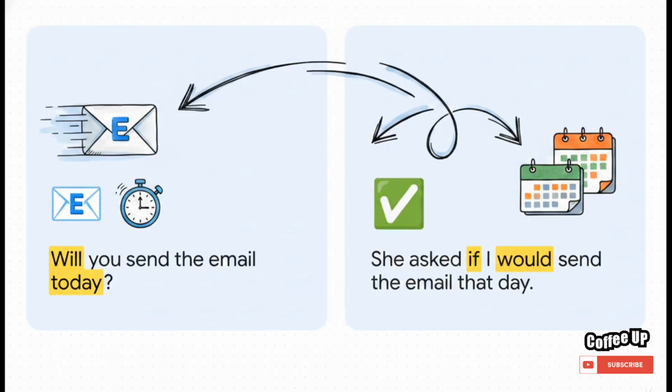Let's check the solution for that meeting action item. She asked if I would send the email that day. Did you catch all the shifts? Because it was a yes or no question, we absolutely had to introduce the clause using if. Then the modal verb will stepped back to would. And finally, that time marker today correctly shifted to that day. There's a lot going on there, but once you see the pattern, it's pretty straightforward.